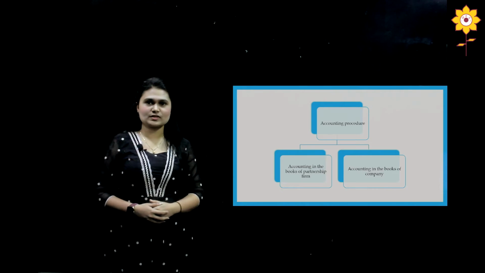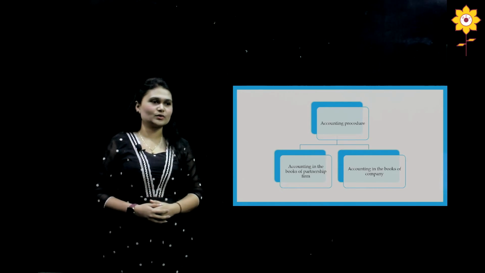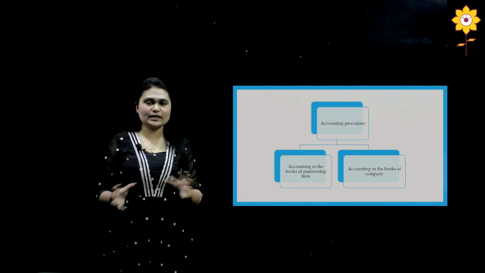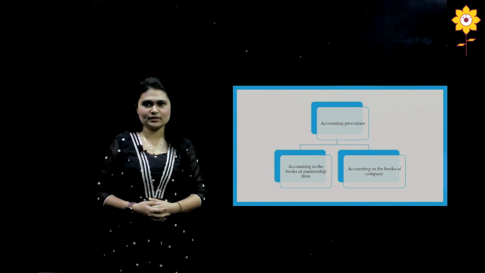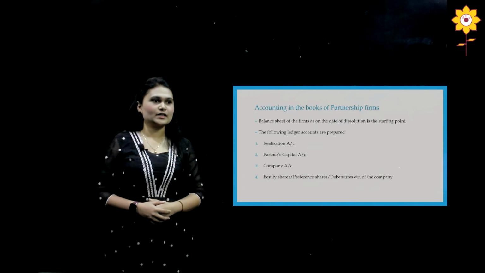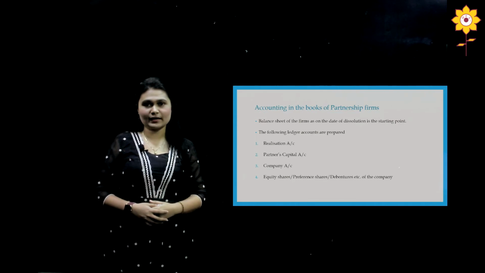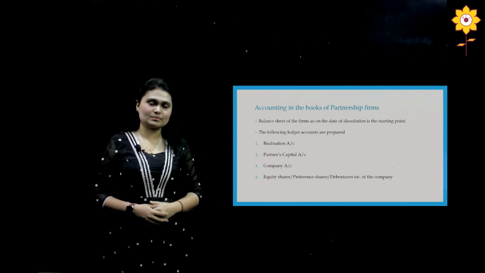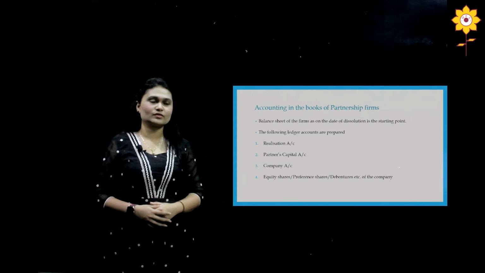Now, the accounting process. There are two approaches under this accounting process. The first one is accounting in the books of the partnership firm and the second is accounting in the books of the company. In both the accounts, you need to mention the various steps which will be applicable under the partnership firm as well as in the company. So, accounting in the books of the partnership firm. These are the accounts that have to be prepared under the partnership firm. The first is the realization account, then partnership capital account, company account, then equity shares, preference shares or debentures of the company account.